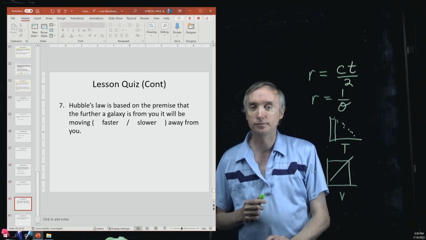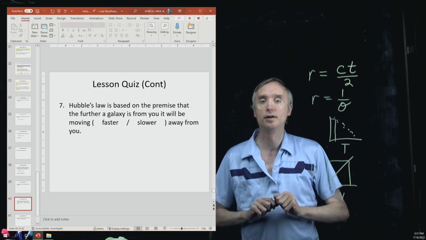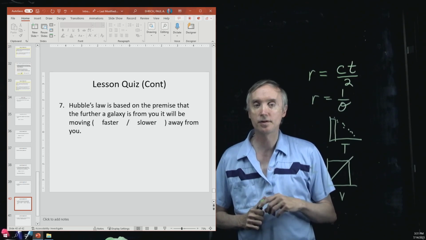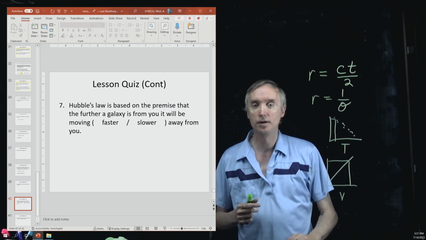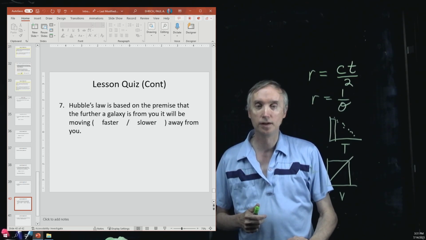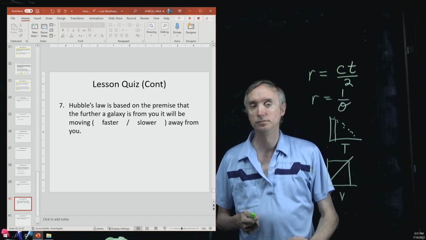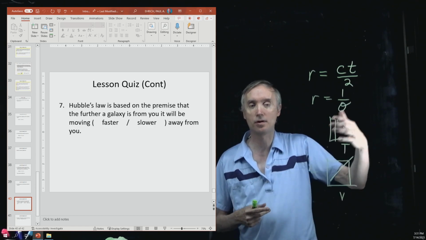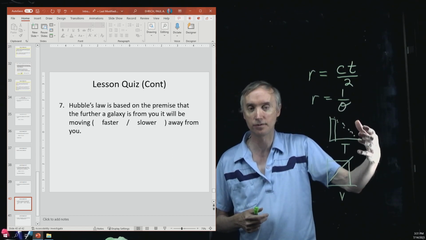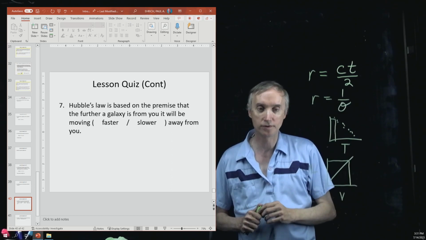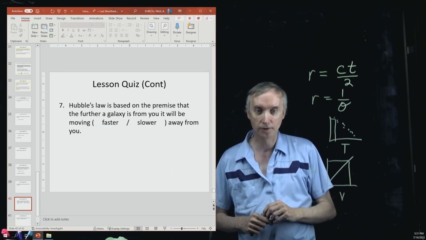All right. Now, question number 7. Hubble's law is based on the premise that the further a galaxy is from you, it will be moving what? Okay, the further galaxies are from us, the faster they're moving away from us because of the expansion of space and time.